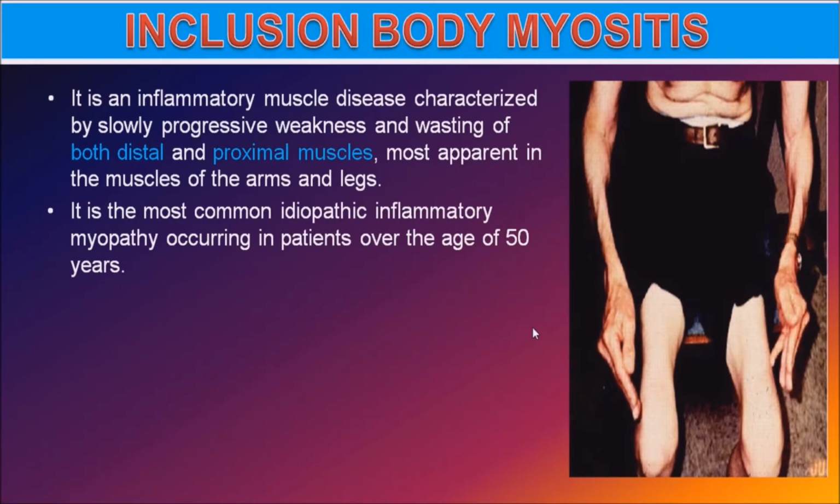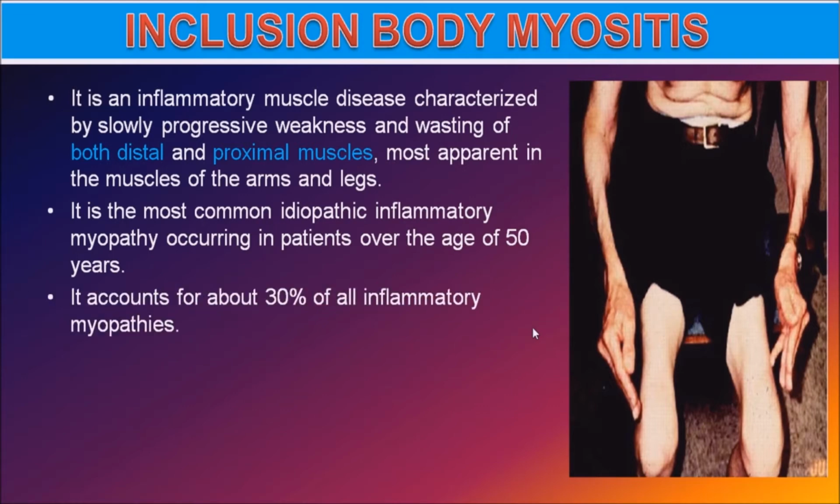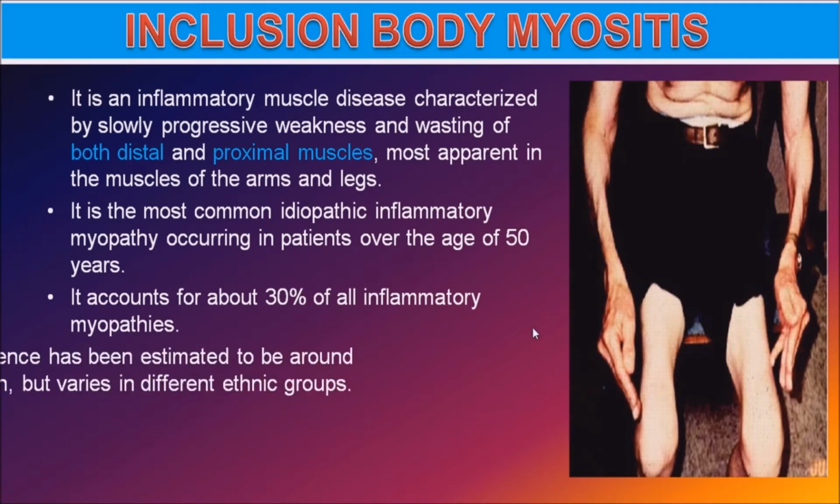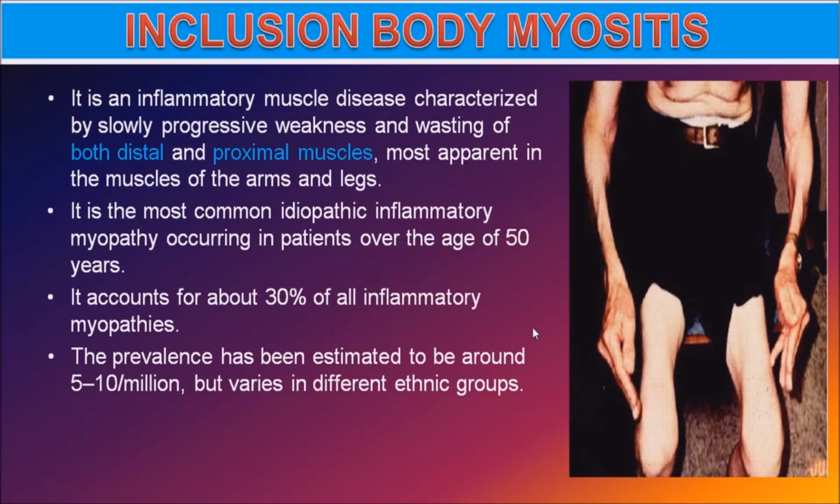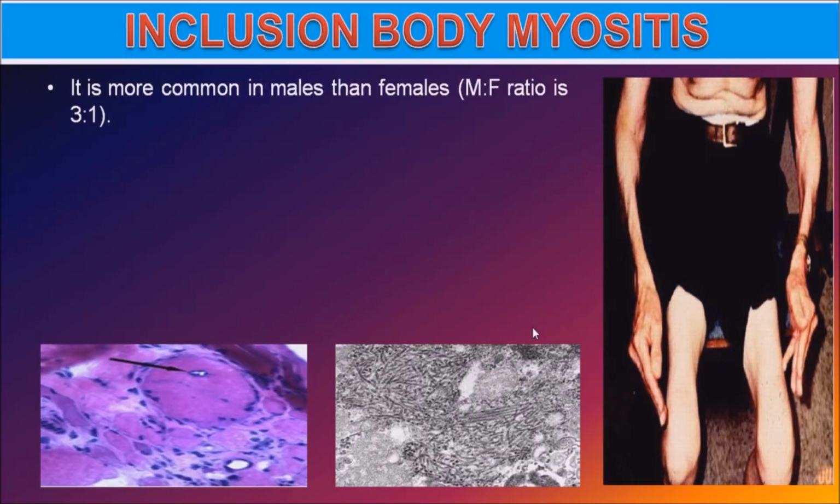It is the most common idiopathic inflammatory myopathy occurring in patients over the age of 50 years. It accounts for about 30% of all inflammatory myopathies. The prevalence has been estimated to be around 5 to 10 per million, but varies in different ethnic groups. It is more common in males than females. Male to female ratio is 3 to 1.